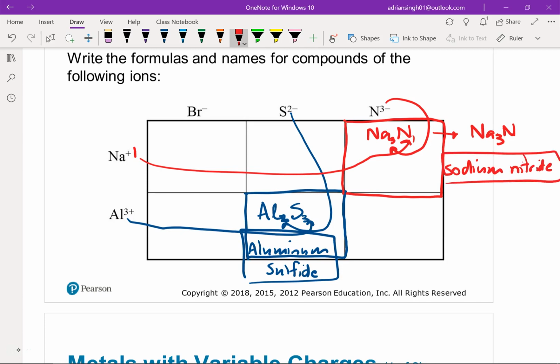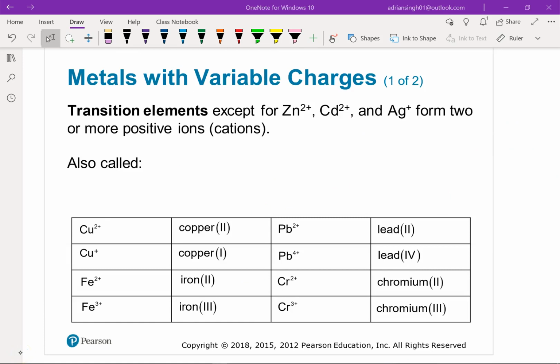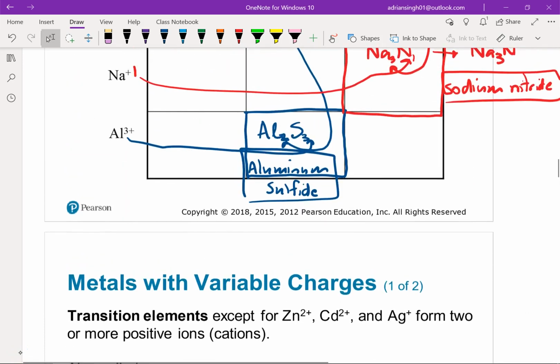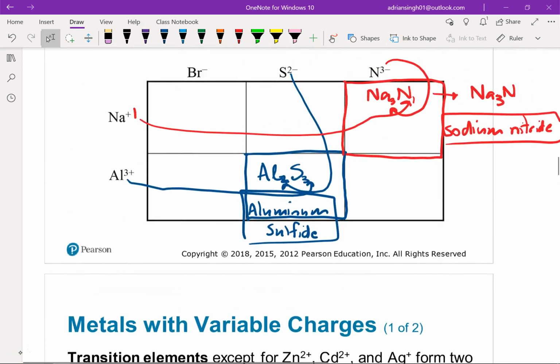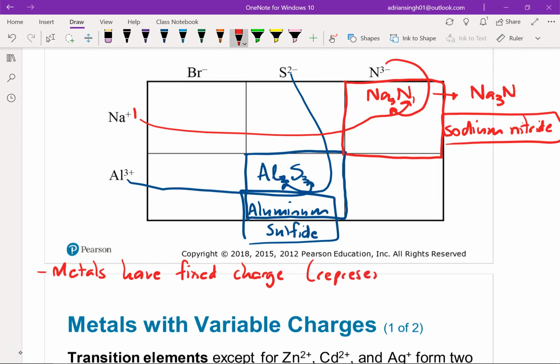So it's sodium nitride. So far we've been looking at metals, for instance, that have a fixed charge. Right, and these were the representative metals that we saw.